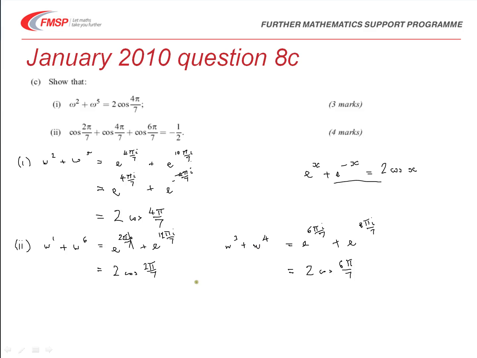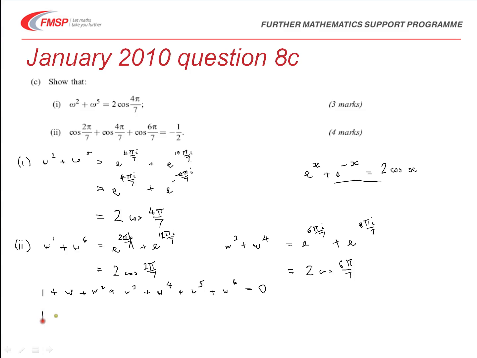Well, what was the statement we had in part B? We said that 1 plus w plus w squared, etc. If you remember, let's write it out again. 1 plus w plus w squared plus w cubed plus w to the 4 plus w to the 5 plus w to the 6 was equal to 0. Now what have we got? We've got each of these pairs completed in turn, haven't we?